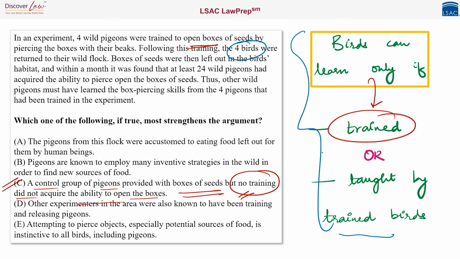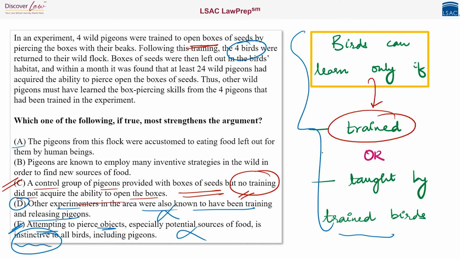If you look at the other options, let's say we look at the other options together now. Let's say you look at option E. It says attempting to pierce objects is instinctive, which means that no training is required. So it weakens. Let's look at option D. It says other experimenters were also known to have been training and releasing pigeons. So it was like the case that I spoke of. Again, it weakens.